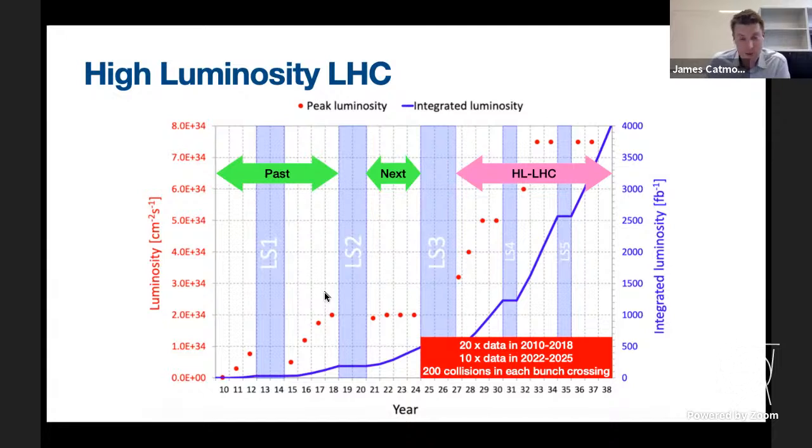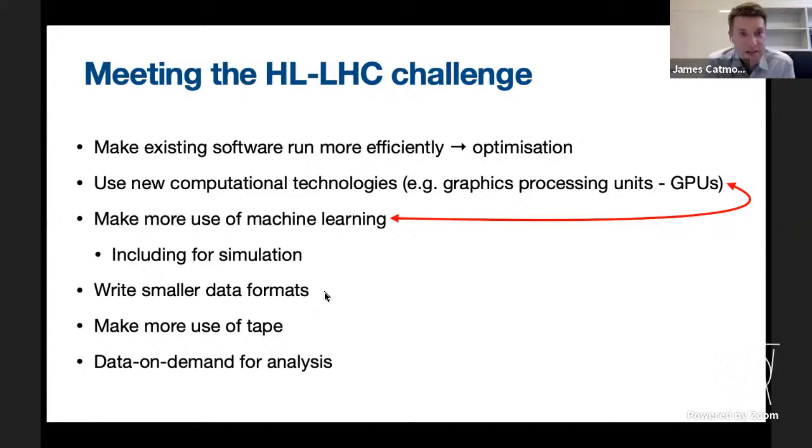To go alongside that, we need massively more simulated data, and this is a huge load on the computing. And we're going to have to do things very differently in order to be able to cope with this amount of data. So how are we going to meet these challenges?